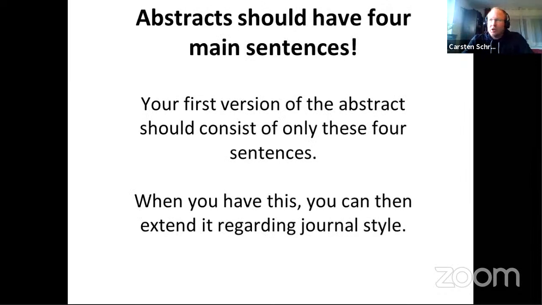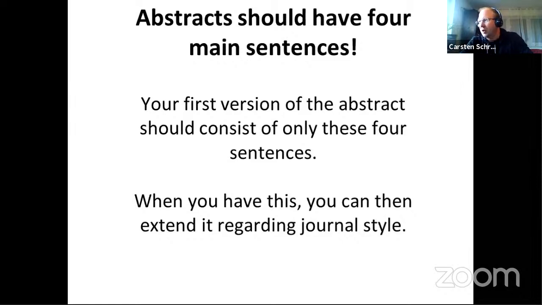And abstracts should have only 4 main sentences. And you will, for example, see in all the very high-ranking journals like Current Biology or Science, Nature, often the abstracts can be very short. And this is why you really have to learn how to focus on these 4 sentences. And in the meantime, I always write my abstracts first with these 4 sentences to make it clear, and then add the rest afterwards. And how much you add then depends on the journal.